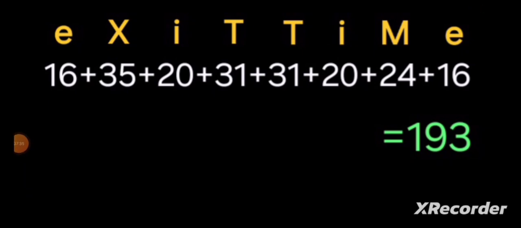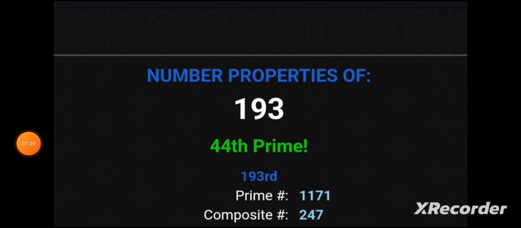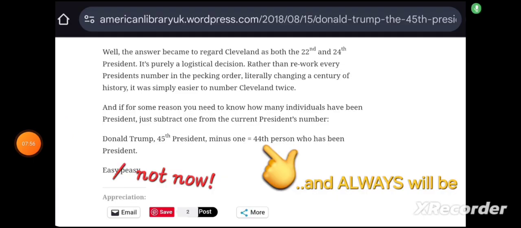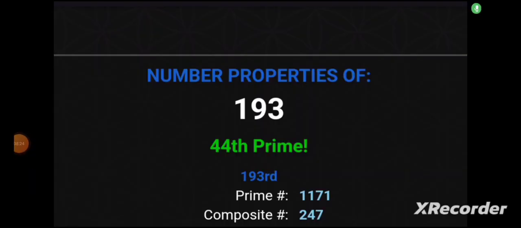So exit time in the exit time cipher, it's basically where the ordinal value is plus 11. The result is 193, the 44th prime. Forty-fourth person to be president always will be Donald Trump. The future numbering system is going to get a little bit confusing, but it'll always be the 44th person to have become president. 44th prime is 193.